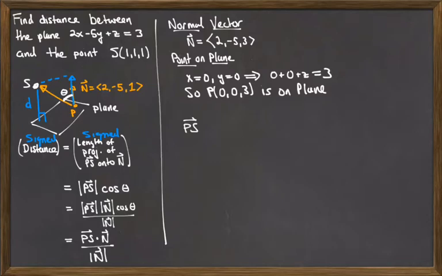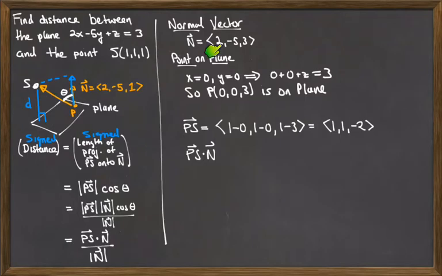Now I'm going to find my vector PS. I look at the displacement as I go from P to S, so I'm going to take 1 minus 0. I'm going to take 1 minus 0 again, and I'm going to take 1 minus 3 for the third component, and I get the vector 1, 1, minus 2. I need their dot product, so I'm going to take the corresponding components of PS and n, multiply them together, and add the result. So 2 times 1, minus 5 times 1, minus 2 times 3, and that will give me a scalar quantity called the dot product of the two vectors, and that is minus 9 here.